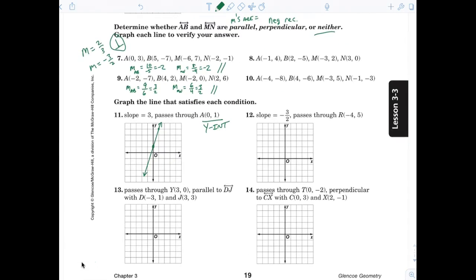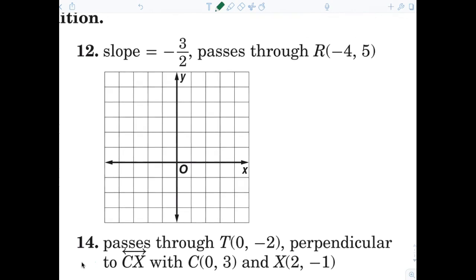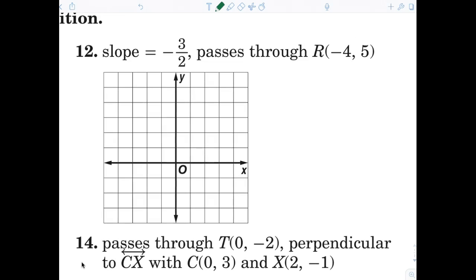Let's go to number 12. We're going to plot the point (-4, 5). 1, 2, 3, 4, 1, 2, 3, 4, 5. So I plot the point (-4, 5). And then I use the slope, what? Down 3 over 2. Down 3, to the right 2. You're always moving the slope from the point. So I go down 3 and to the right 2. And from there, you can draw your line.